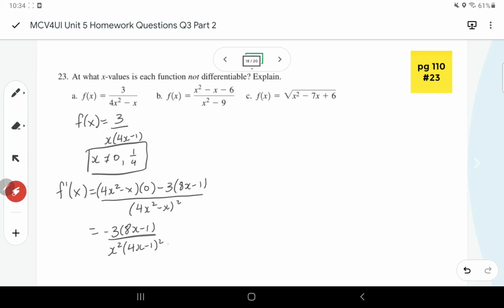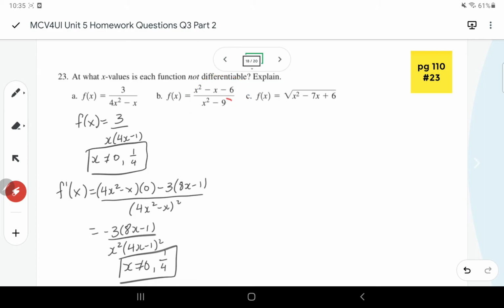And then just looking at this again to show that the restrictions on this, where the denominator would be 0, are the same as the original function. So x is not equal to 0 or 1/4, and those are the only points where this function would not have a derivative. Okay. I'm going to skip b, but it's very, very similar.